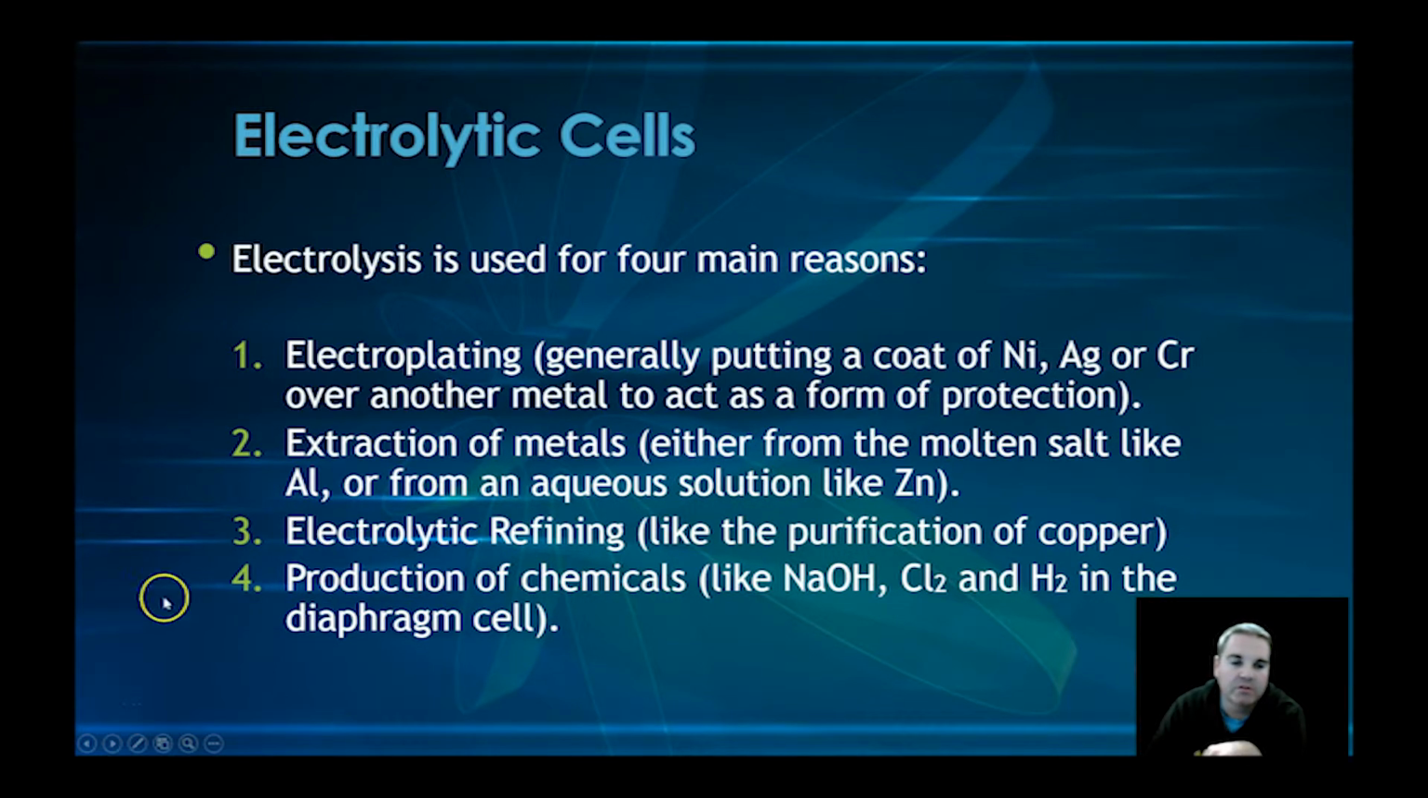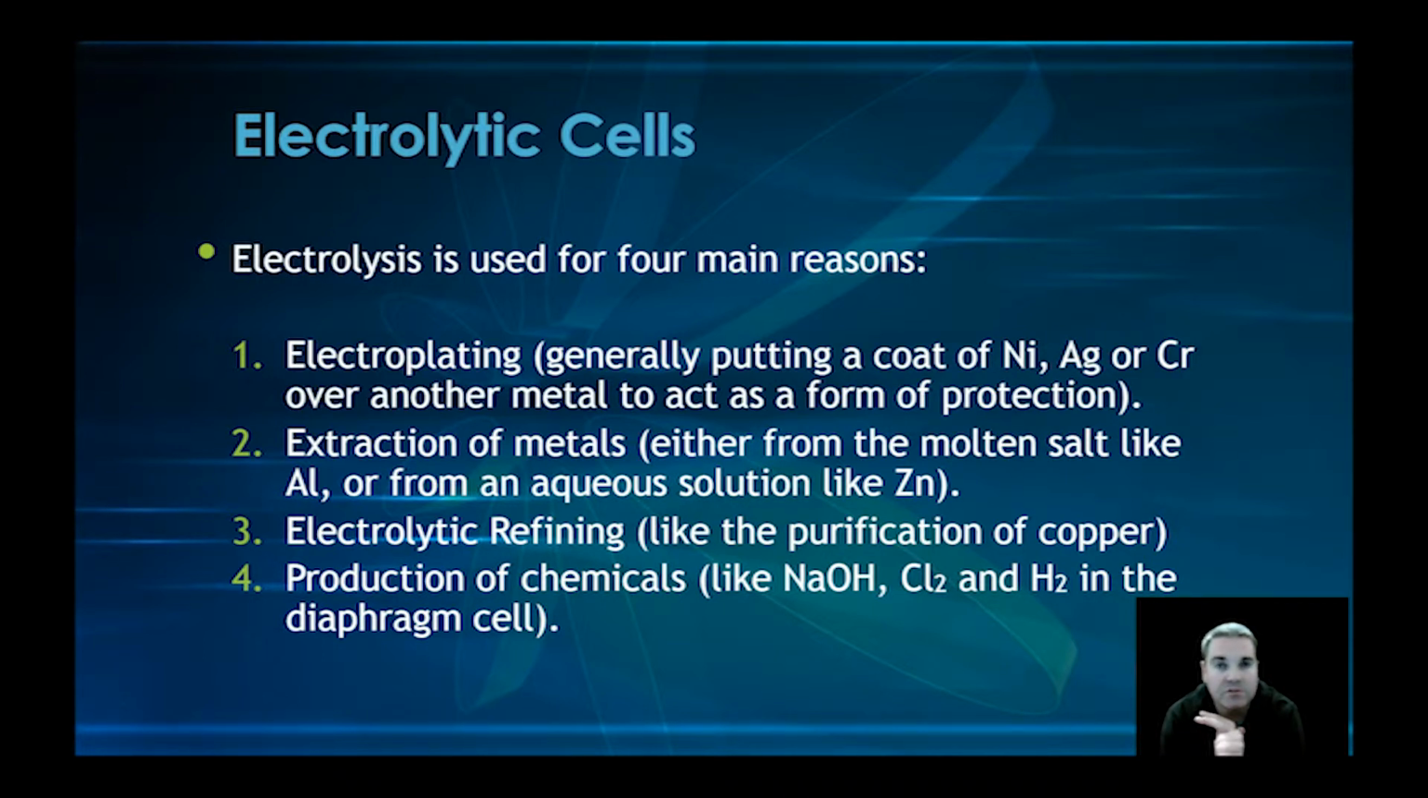And the other one you can use is for production of chemicals. So the diaphragm cell is an electrolytic cell which produces sodium hydroxide, chlorine and hydrogen all in the one cell. Now that's good because sodium hydroxide is the basis for a lot of cleaning agents. It's called caustic soda. You'll find it as oven cleaner. So it's very, very useful in a lot of other chemical reactions as well.